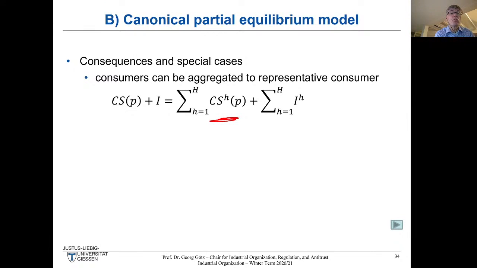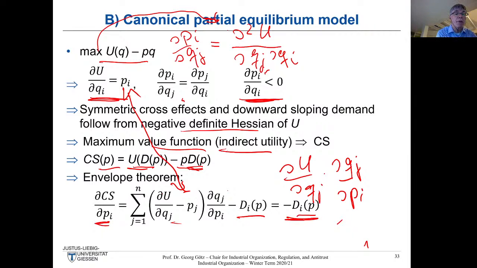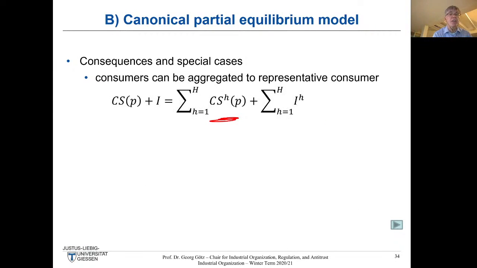So here you have the consumer surplus. Actually, here I do not aggregate the demand function, because you directly get the demand function, as you saw, by taking the derivative with respect to the respective price of the consumer surplus. And so once you have the consumer surplus function, of course, you always also have the demand function. And now the point is that aggregate consumer surplus, and therefore also aggregate welfare, if you add the income, is nothing else than the sum of the individual consumer surpluses plus the sum of the individual incomes. And income distribution doesn't matter.